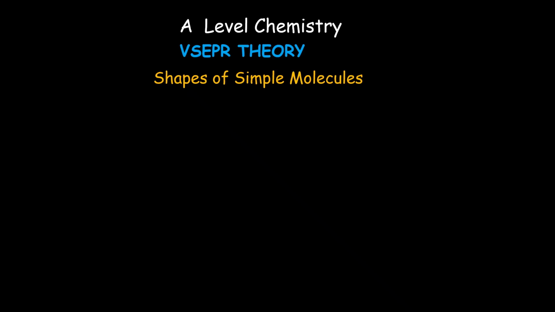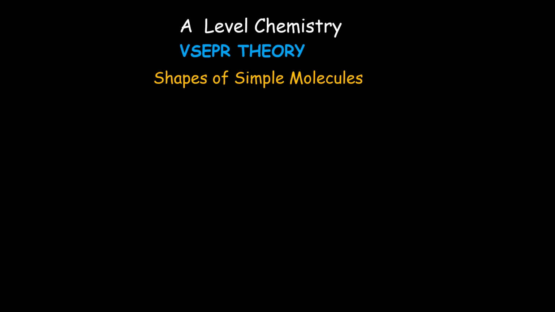Today we are going to be looking at shapes of simple molecules and we're going to use the VSEPR theory. VSEPR simply stands for valence shell electron pair repulsion. So that will help us to determine the shapes of simple molecules.